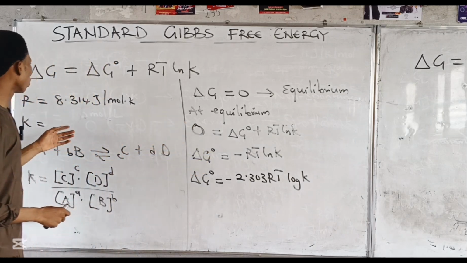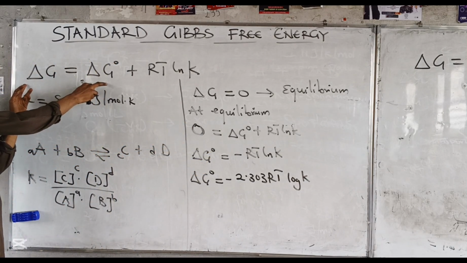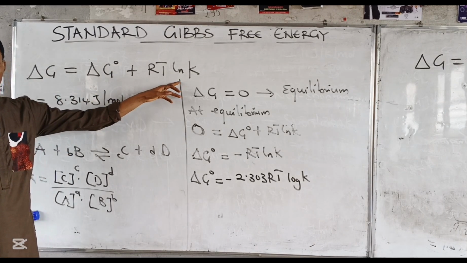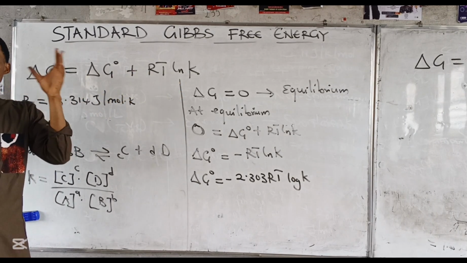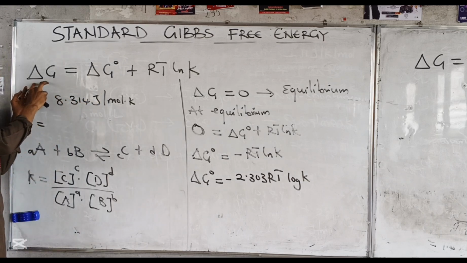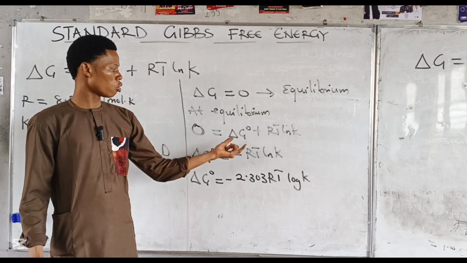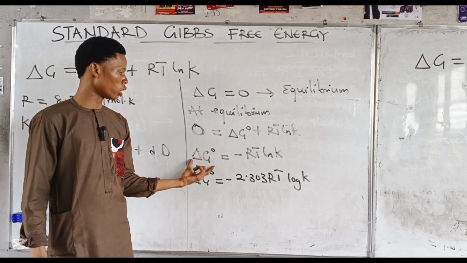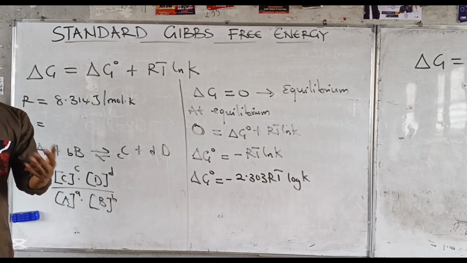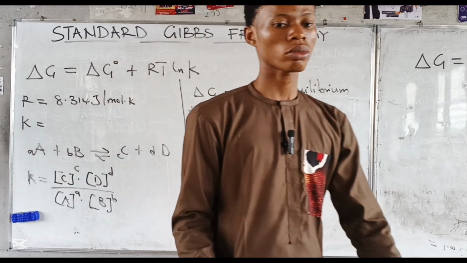So basically what we've seen is how delta G relates to delta G naught. Delta G is equal to delta G naught plus RT ln K. But if the reaction is at equilibrium, we know that at equilibrium, delta G is equal to 0. So if delta G is equal to 0 at equilibrium, we'll make delta G naught the subject of the formula. And this is it. We'll be using this in calculation subsequently as you go on. So you can write this down.